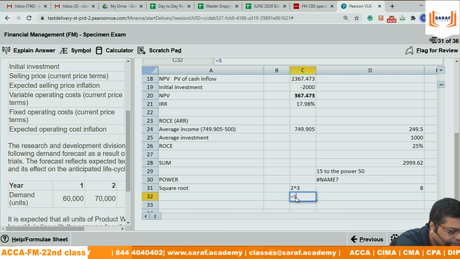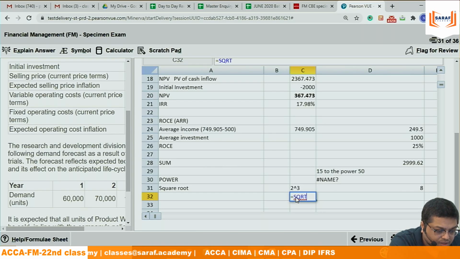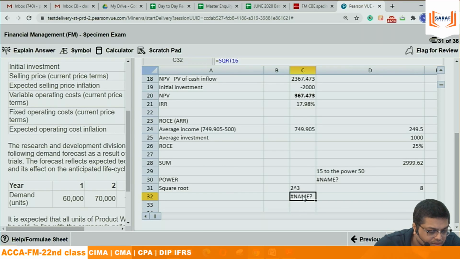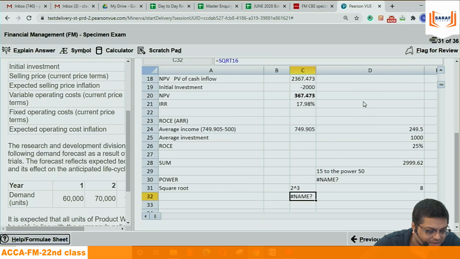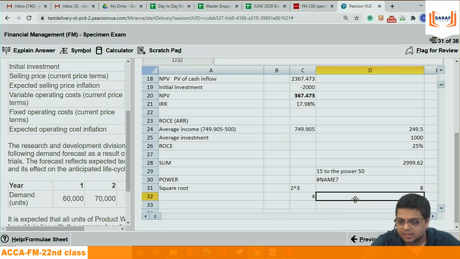SQRT 16. SQRT number. SQRT J11. In bracket. Yes, sir, you are correct. Sorry. SQRT 16. Now we will get 4. So we can calculate square root. We can do that square root calculation in calculator.